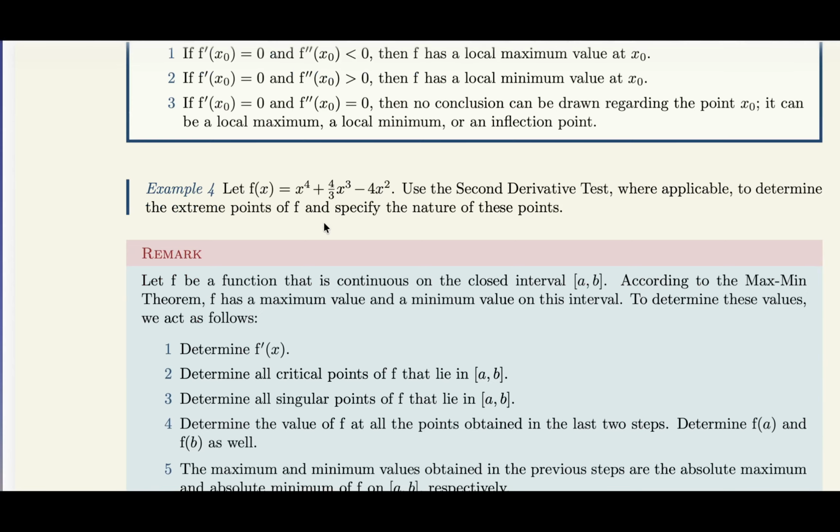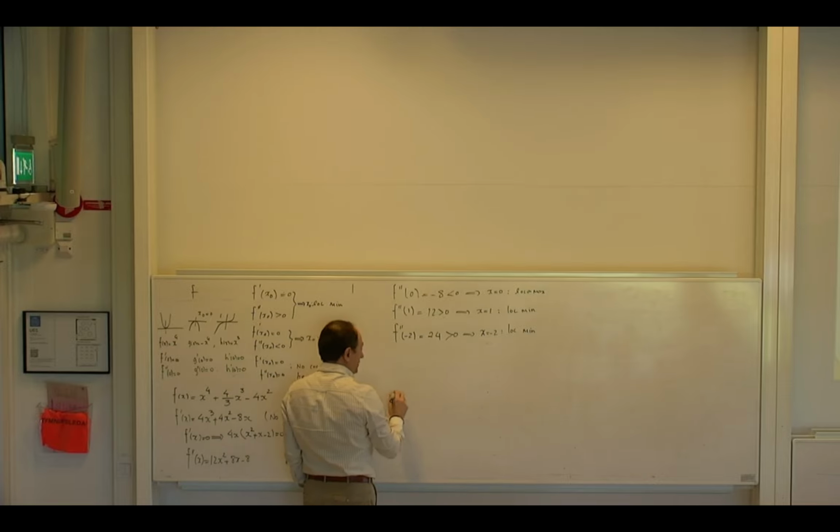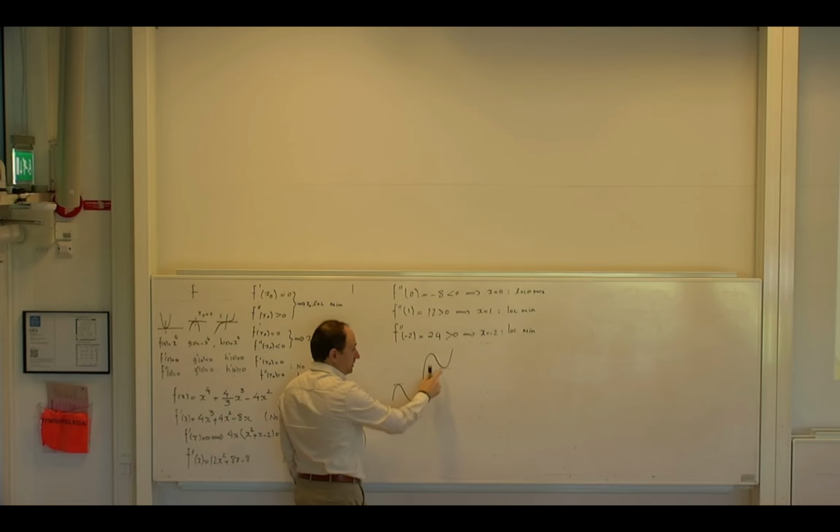Okay? So here, if I go to the board again, by the way, can a local minimum be higher than a local maximum? Yeah, it is possible. Yes, because for example, I can draw some picture like this. I can go up and I can go down here. So this is a local minimum, this is a local maximum, but even the local minimum is higher.